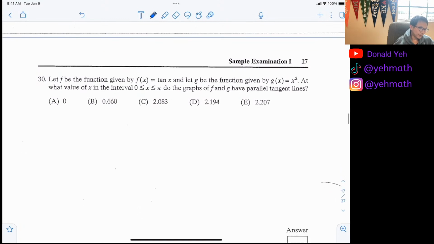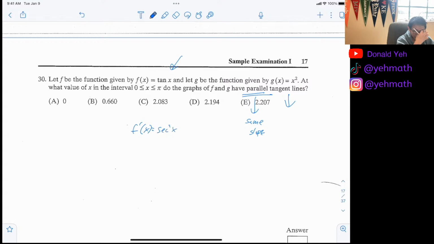30, you're going to use a graphing calculator. They say f of x is tan of x, given by g of x, and on the interval from 0 to pi the graph of f and g has a parallel tangent. That means parallel means same slope. Tangent doesn't matter. Parallel tangent means exactly the same thing. How do I get slope? Take a derivative, right?